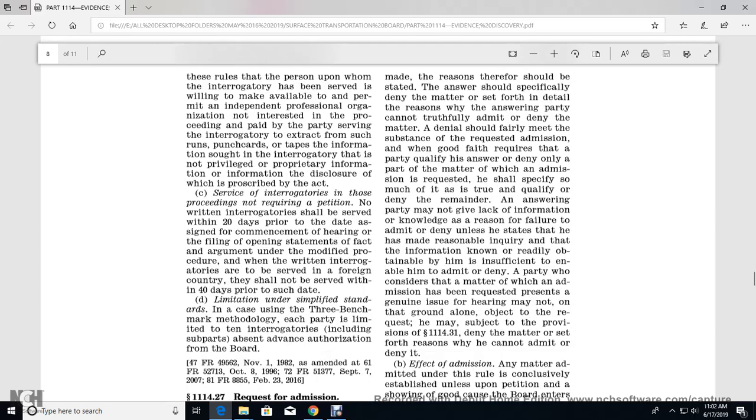Timing of interrogatories in a proceeding not requiring a deposition: no written interrogatory shall be served within 20 days prior to the day of assignment for the commencement of the hearing, the filing of the opening statement, or the argument, and if the written interrogatory is to be served on a foreign country, it shall not be served within 40 days prior to such date. Limitation on simplified standards: in cases under the simplified benchmark method, each of the parties is limited to 10 interrogatories, including subparts, absent advance authorization from the board.